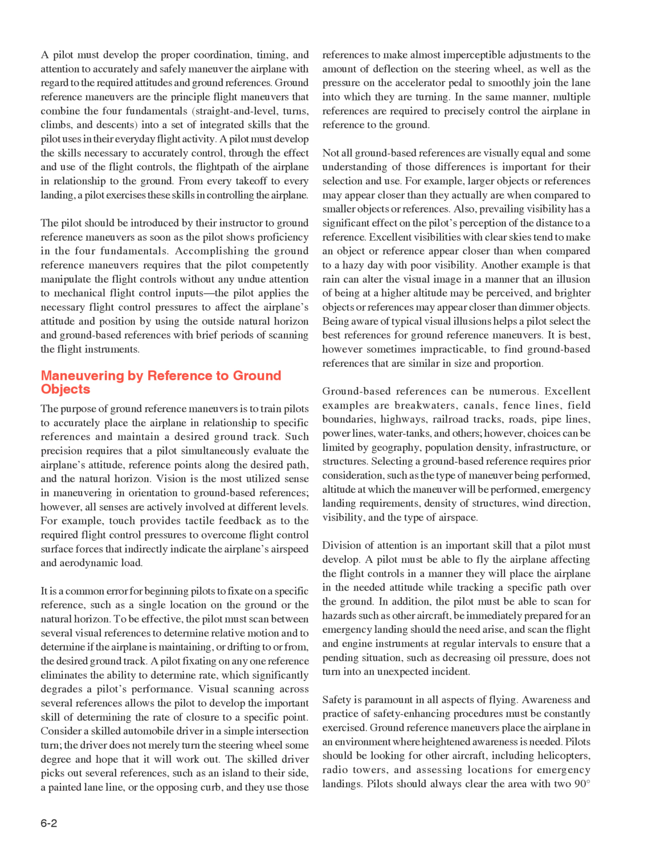Not all ground-based references are visually equal, and some understanding of those differences is important for their selection and use. For example, larger objects or references may appear closer than they actually are when compared to smaller objects or references. Also, prevailing visibility has a significant effect on the pilot's perception of the distance to a reference. Excellent visibility with clear skies tends to make an object or reference appear closer than when compared to a hazy day with poor visibility. Another example is that rain can alter the visual image in a manner that an illusion of being at a higher altitude may be perceived, and brighter objects or references may appear closer than dimmer objects. Being aware of typical visual illusions helps a pilot select the best references for ground reference maneuvers.